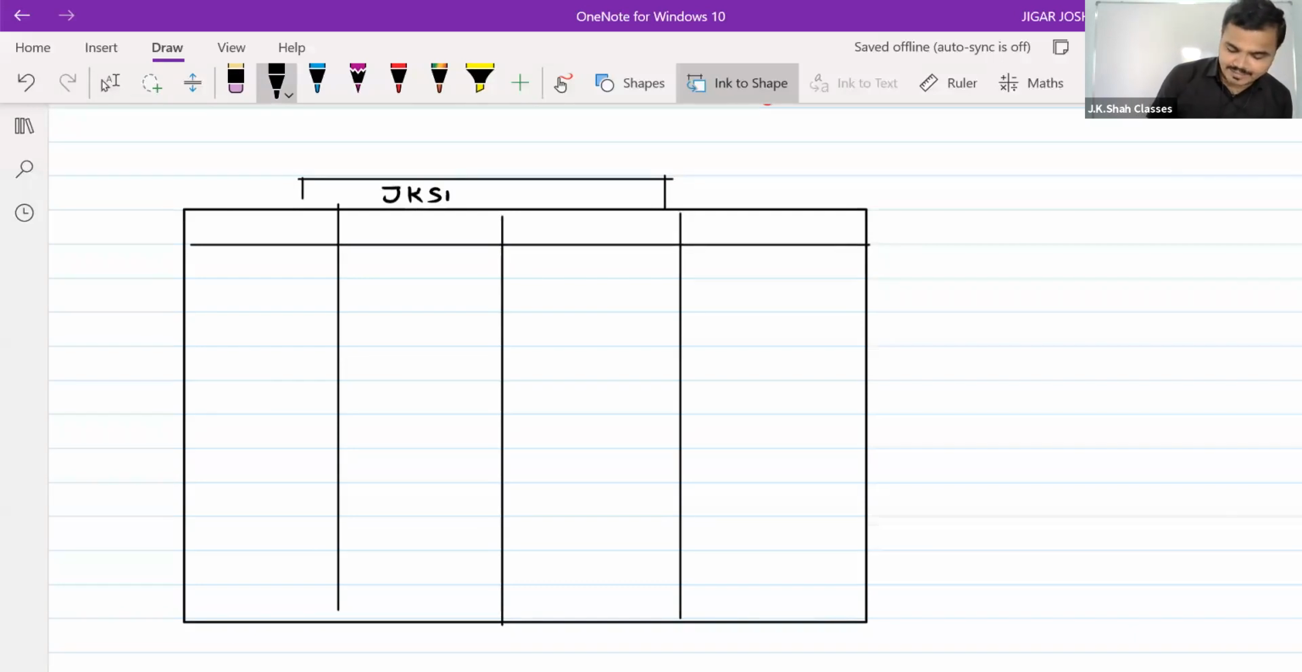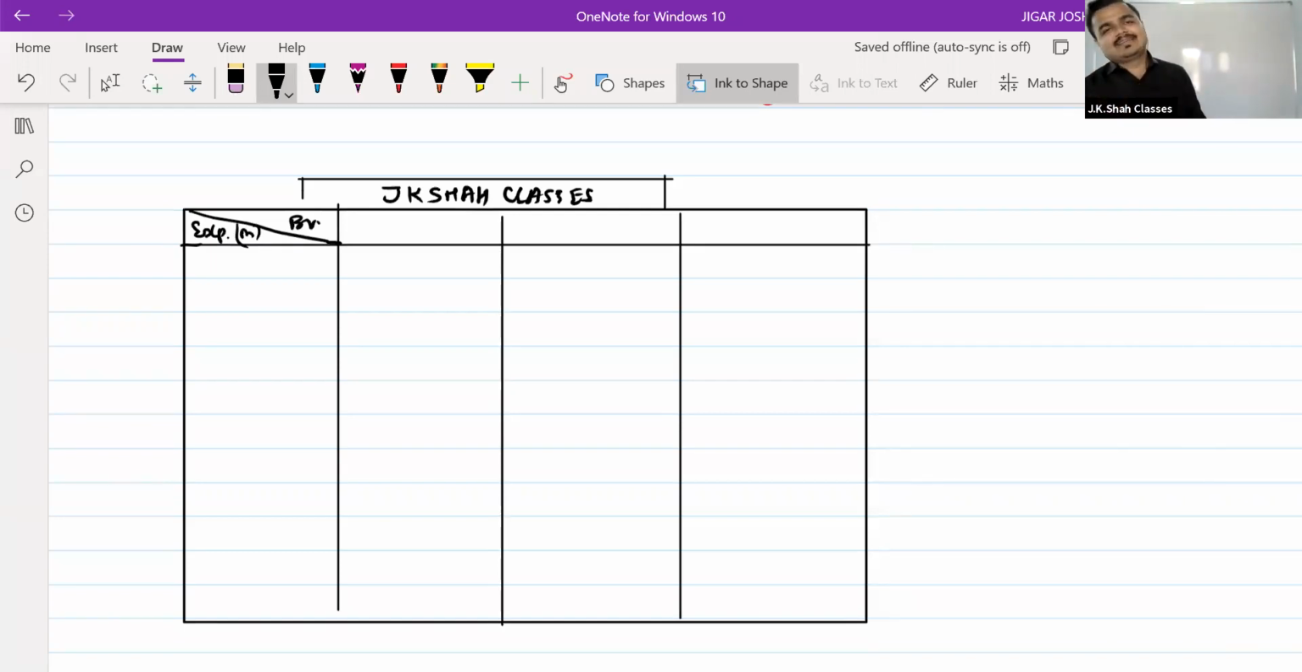Let's take the example of JK Shah Classes. Here I am mentioning the branch name, and here I am mentioning the expenses per month. Now, this is a very important thing which I want to make sure of: we are taking three branches as an example. First one is obviously Chennai, second one is the Coimbatore branch, and the third one is Bangalore. Three branches I'm taking as examples.